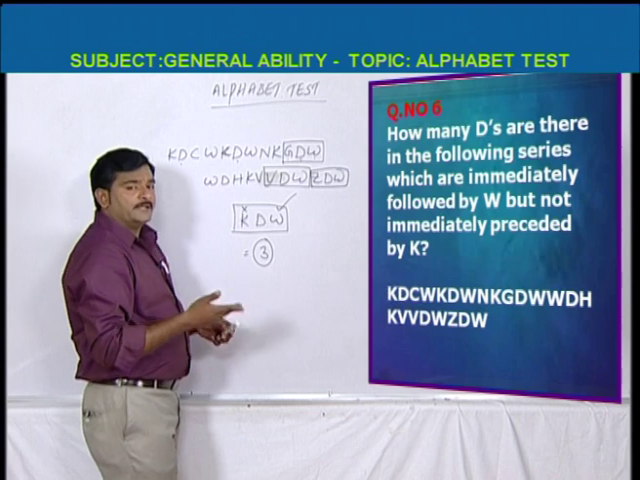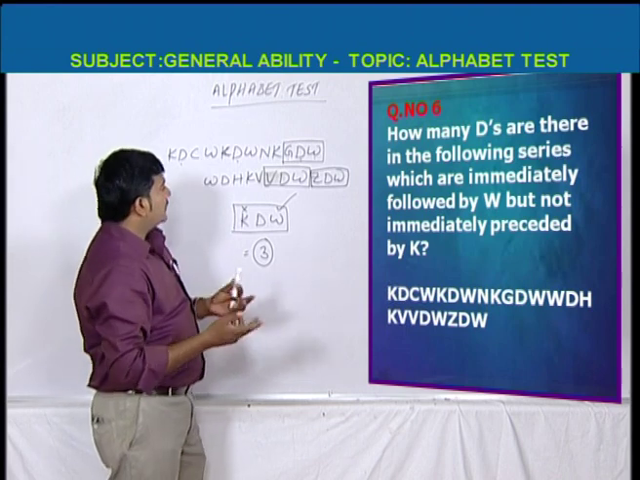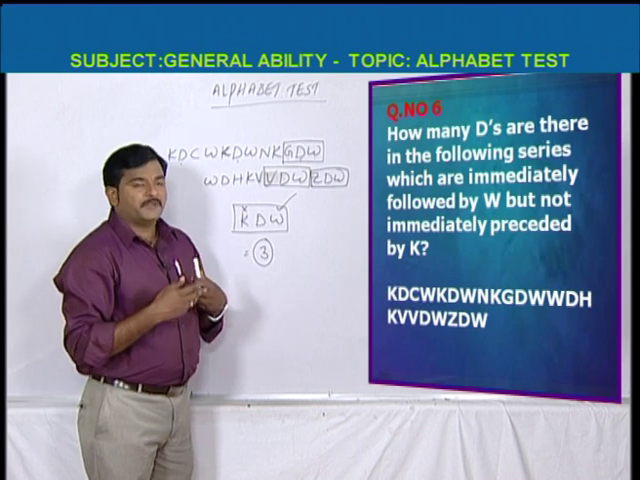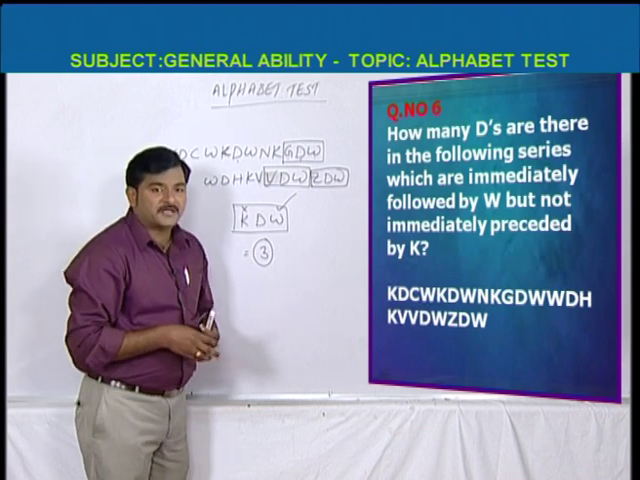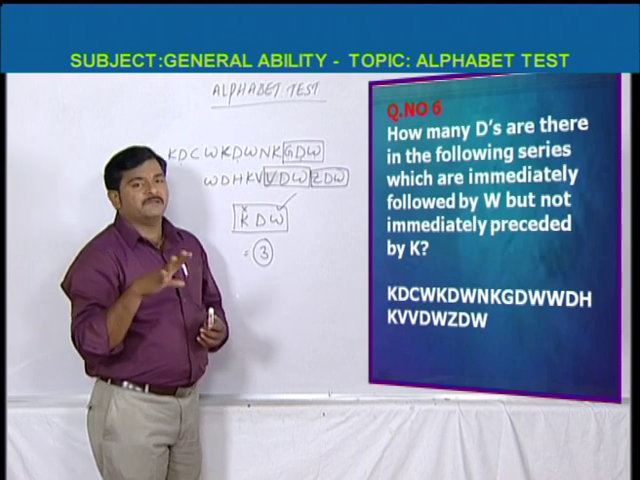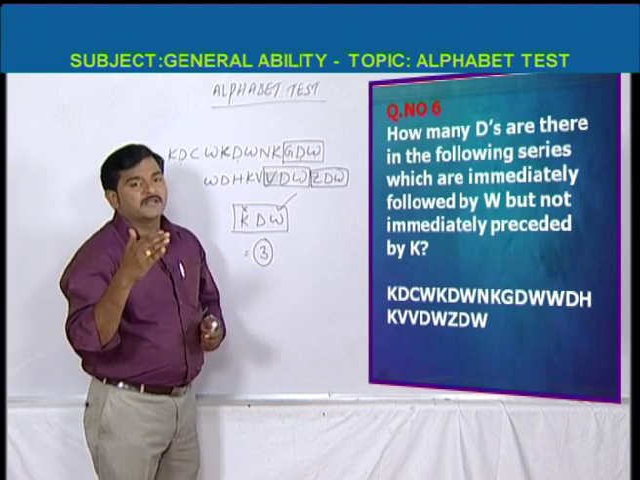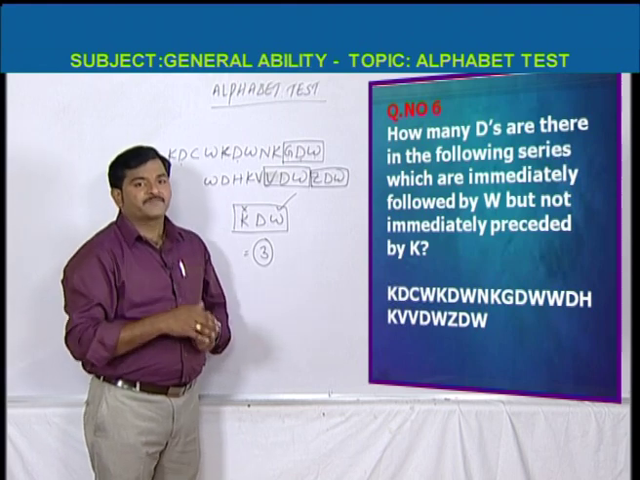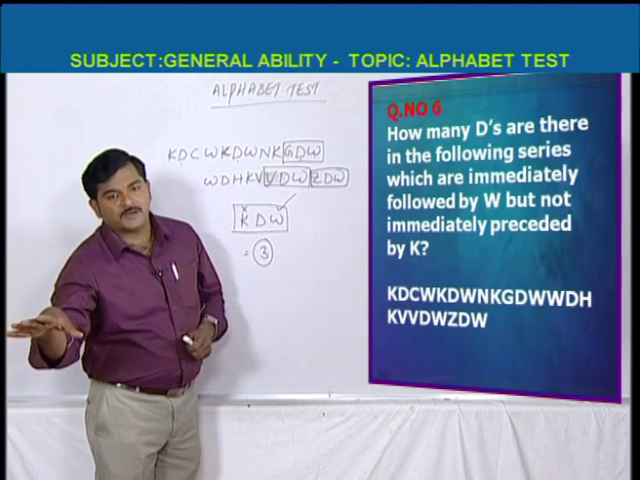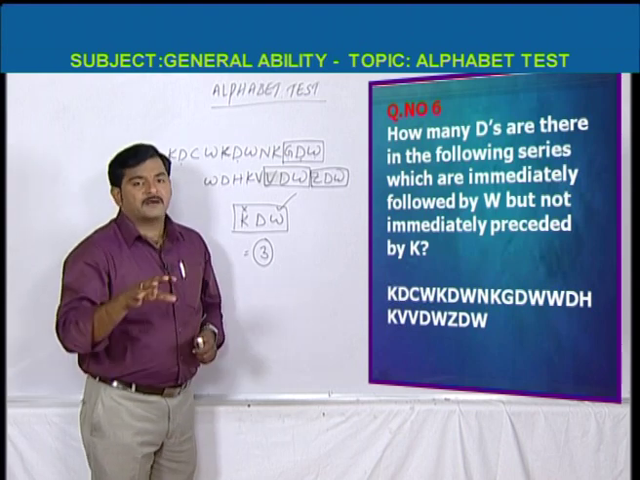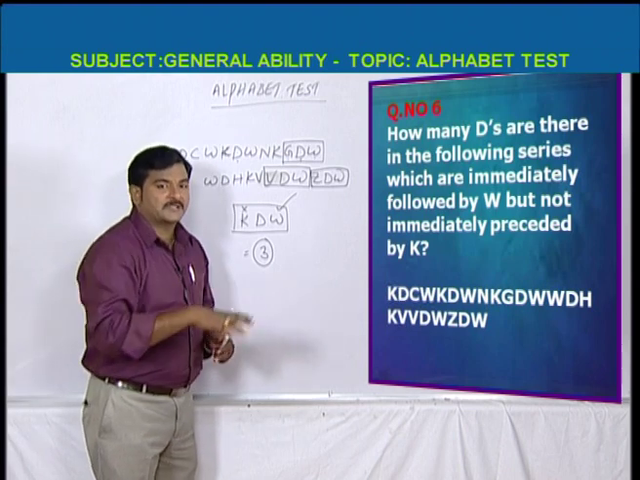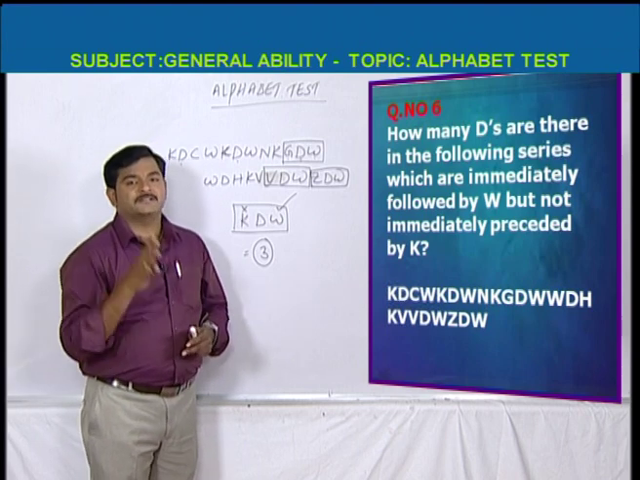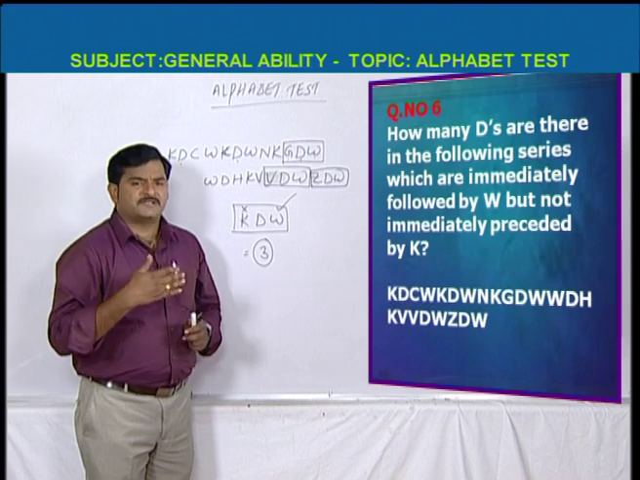Like that. Not only D, sometimes he asks you to find W also or K also. How many K's are there, or how many G's, how many W's, how many V's are there. But he will give some conditions: followed by something, preceded by something, followed by this but should not be preceded by this, or preceded by this but should not be followed by this. Like this, there are 4 different models, with even numbers, odd numbers.